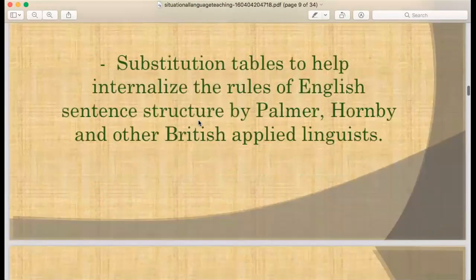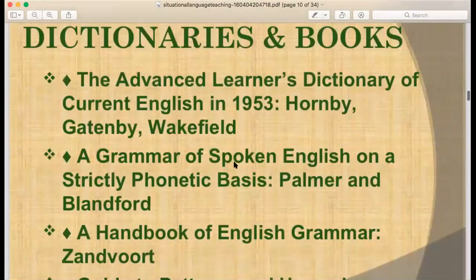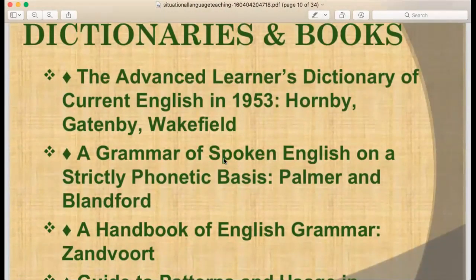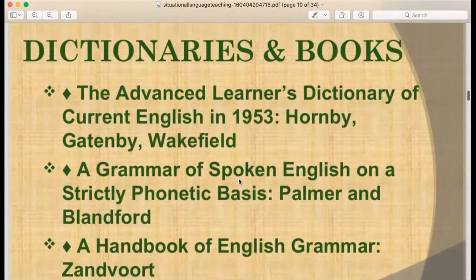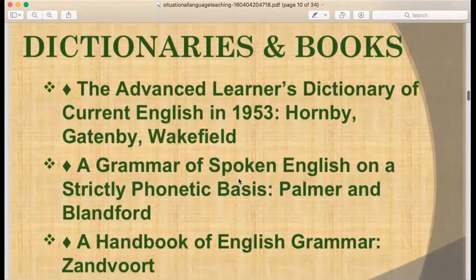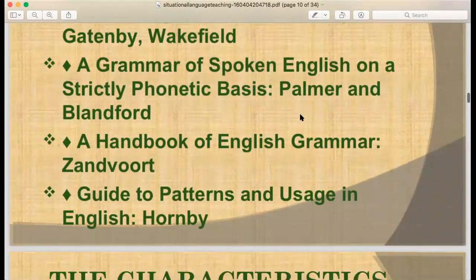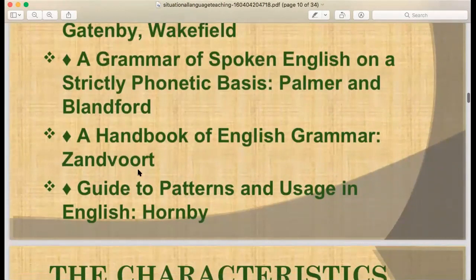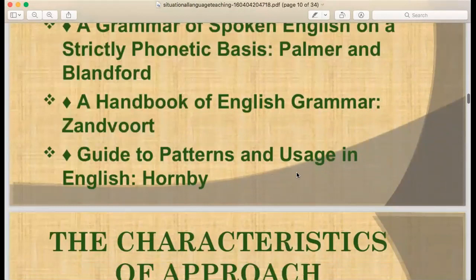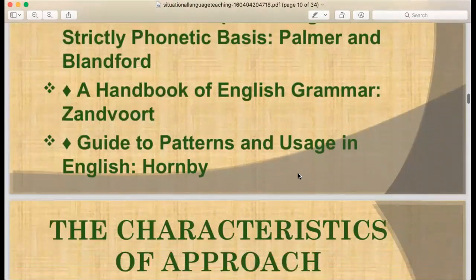Right now, these are the dictionaries and the books that are actually made for this method. Advanced Learner's Dictionary, Hornby, and then there's A Grammar of Spoken English, Palmer, Handbook of English Grammar, and then the Guide to Pattern and Usage in English. This is also by Hornby, right?